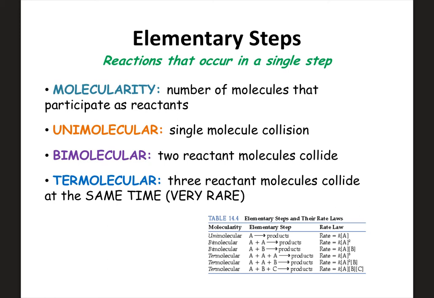Looking at this table, if you have just one reactant by itself, that would be unimolecular. If you have A reacting with A, that would be two molecules, so that would be bimolecular. A reacting with B would also be two molecules, so bimolecular, and so on. Anytime you hear the term molecularity, it's just talking about the number of molecules participating as reactants, and you might have to identify it as unimolecular, bimolecular, or termolecular. Remember that an elementary step is a reaction in a single step. It is very important that you understand what an elementary step is.